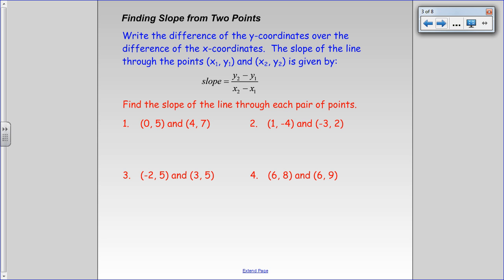It's actually possible to calculate the slope without access to a graph. We can find the slope of a line just from knowing any 2 points that the line passes through. We do that using the formula shown on this slide.